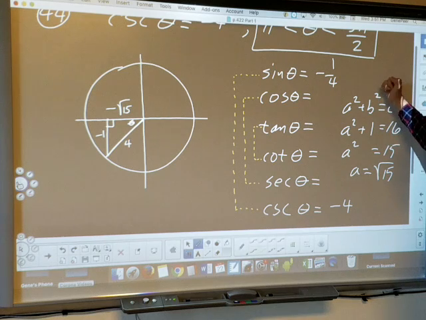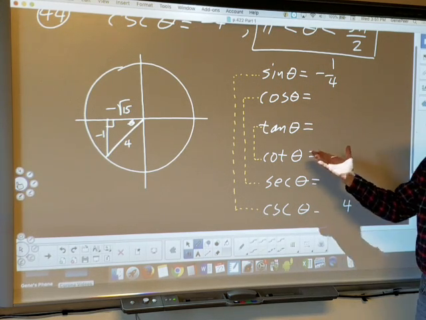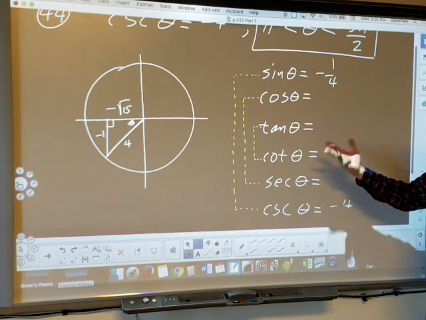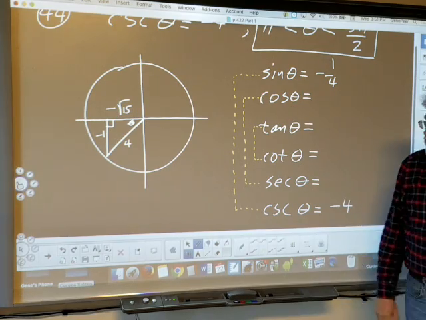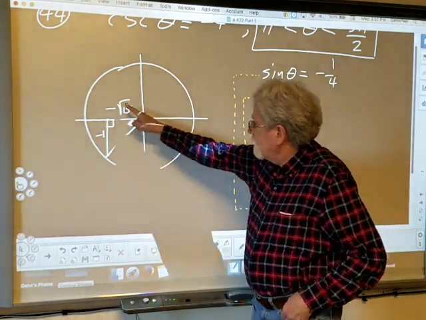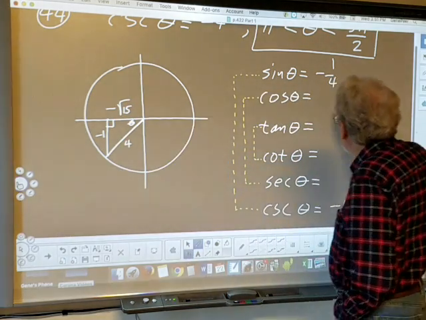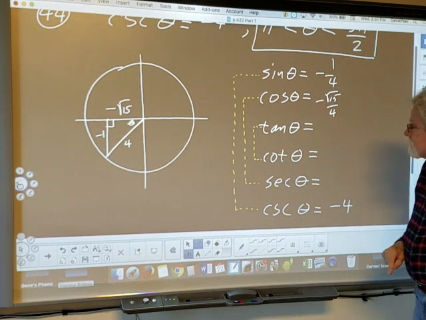Alright, we don't need this anymore. Get it out of the way. You know, we really only need to find 2 more, because once you found 2, the other 2 are just the reciprocals. Let's do cosine. Cosine being adjacent over hypotenuse. Adjacent over hypotenuse, that's negative square root of 15 over 4.